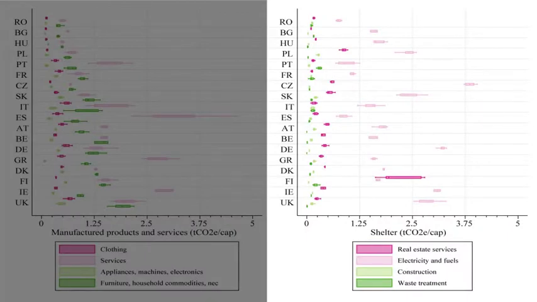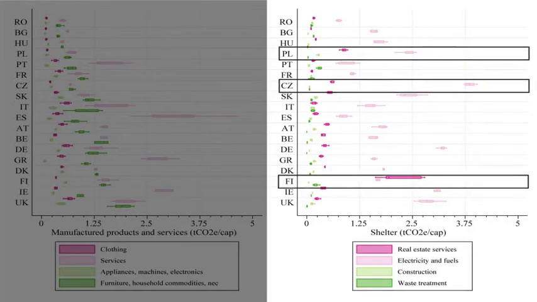Temperature differences and carbon intensity of the electricity mix together explain close to 60% of the regional shelter-related emissions. Other factors, such as household size, also appear important, where an increase of household size leads to a drop of emissions from electricity, housing fuels, and waste treatment. Impacts from housing dominate Finland, Poland, and Czech Republic.